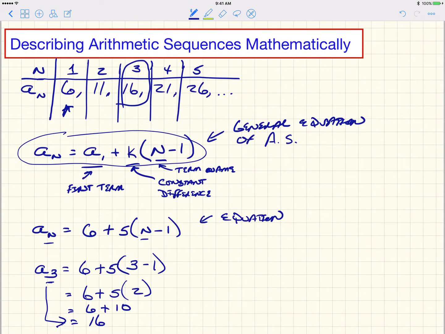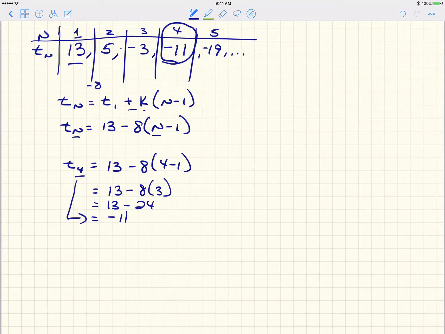So there you go. Describing arithmetic sequences mathematically is actually pretty simple. It's always going to be the sequence itself, so each member of the sequence is going to equal the first term of the sequence plus the rate of change, times n minus 1, the number of the term in the sequence minus 1. So there you have it, describing arithmetic sequences mathematically.